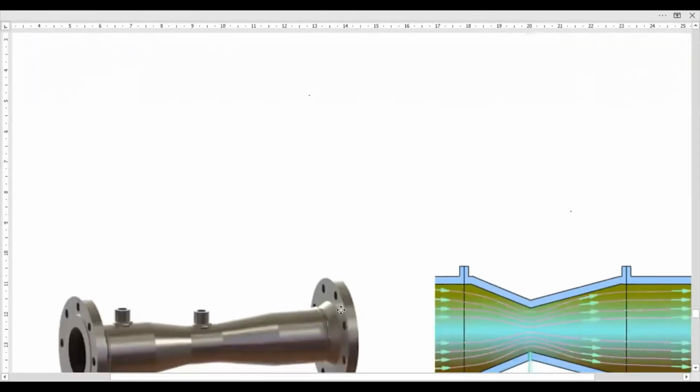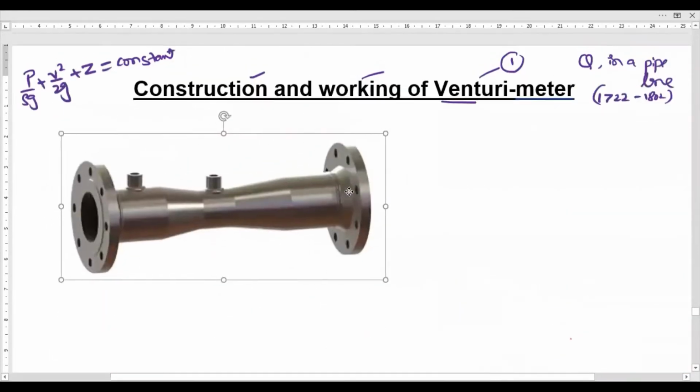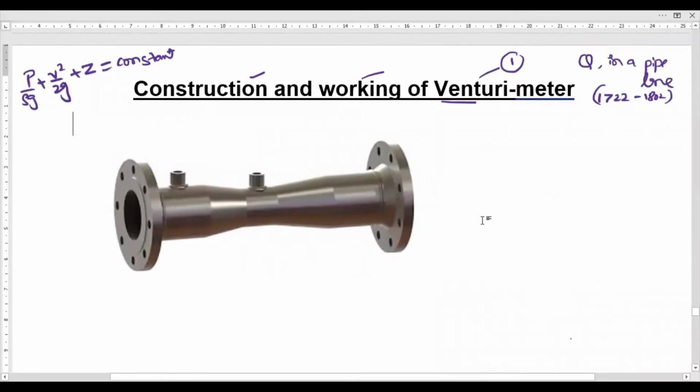So this is a diagram for a venturimeter. As you can see, this is the shape of the venturimeter, from here to here. The venturimeter consists of three major parts. From here to here is the venturimeter. Actually, this is pipe. This is the pipe inlet section, and this is the pipe outlet. Between these two, they have fixed the venturimeter, from here to here.